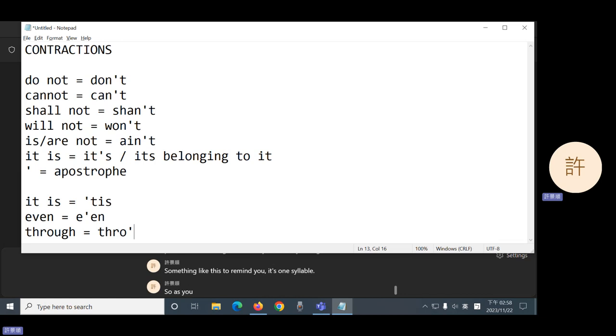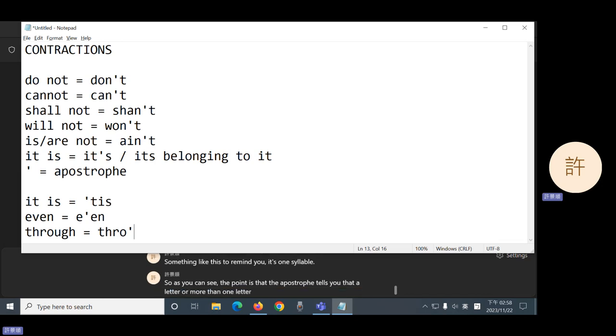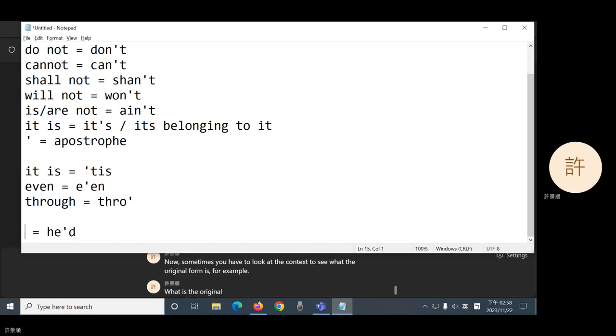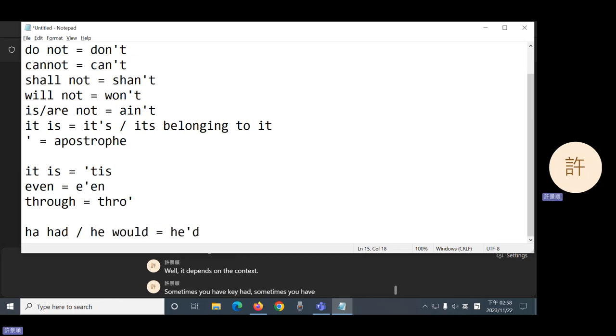So as you can see, the point is that the apostrophe tells you that a letter or more than one letter has been omitted. Now, sometimes you have to look at the context to see what the original form is. For example, what is the original of he'd? Well, it depends on the context. Sometimes you have he had, sometimes you have he would. Both of these are fine.